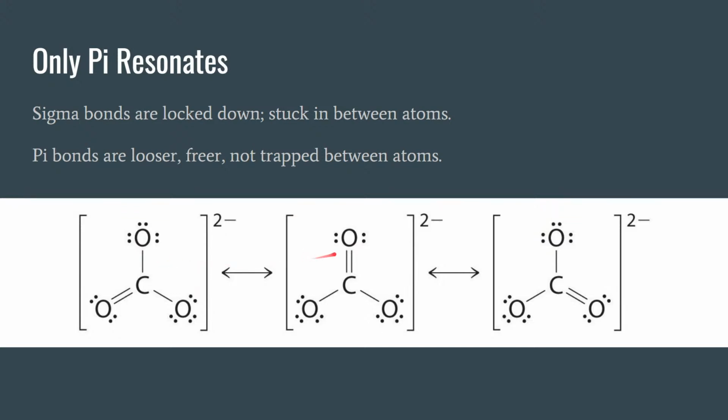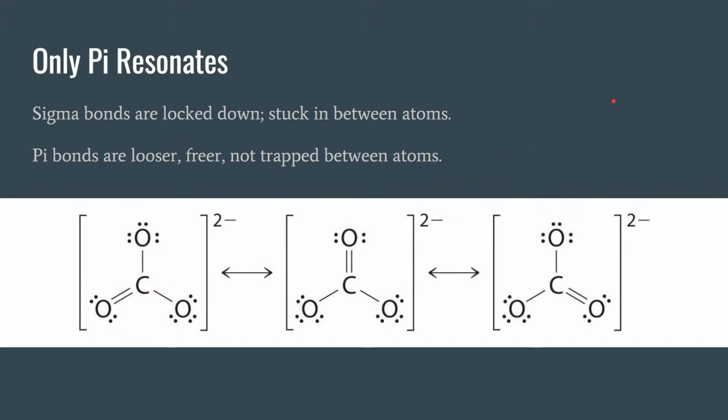So when we are talking about resonance, recall that I said you only get resonance if you have a double or triple bond. And this is why. It's because those double and triple bonds are formed using pi bonds. Okay? So that is the thing you have to know, that pi bonds resonate, sigma bonds don't, and the explanation for why. They're just not locked down in the same way that sigma bonds are.